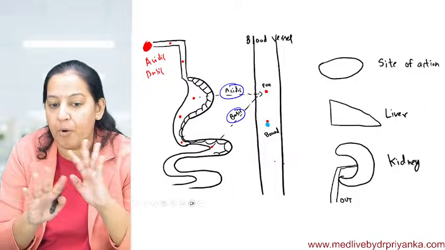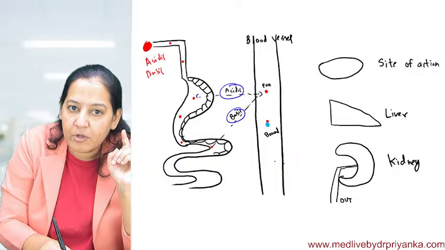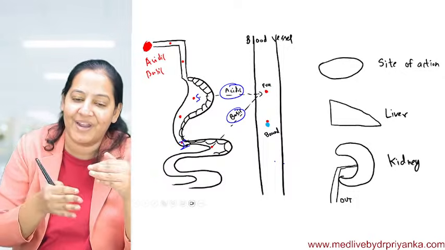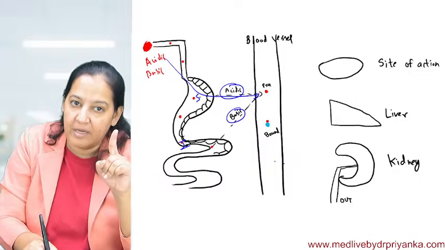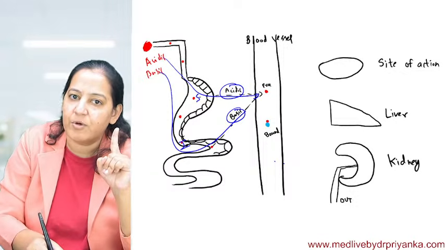Bhai, the organ itself is different. The stomach is a separate organ. The intestine is a separate organ. God is great, He has given two different organs. If it is an acidic drug, it automatically gets absorbed from the stomach. If it is a basic drug, it will automatically get absorbed from the intestine.